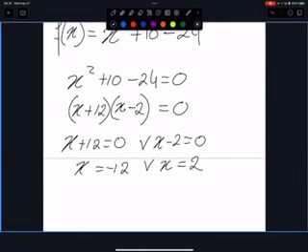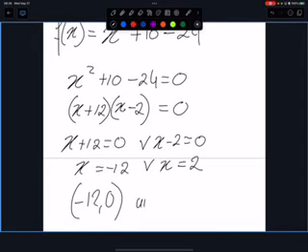Yes? What do you mean? Both answers? No, you have to write both answers. Both are answers. Yes. The coordinates are minus 12, 0 and 2, 0.